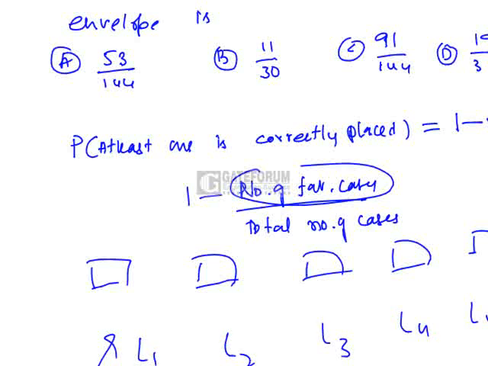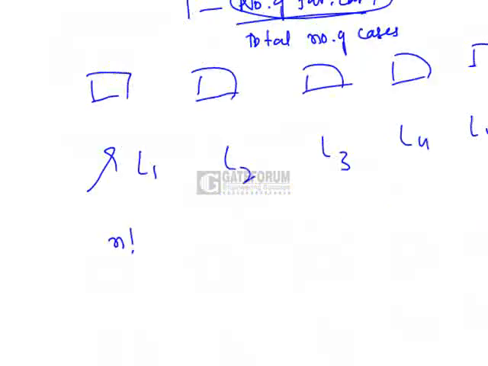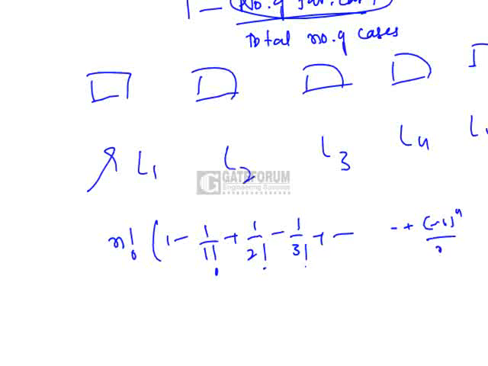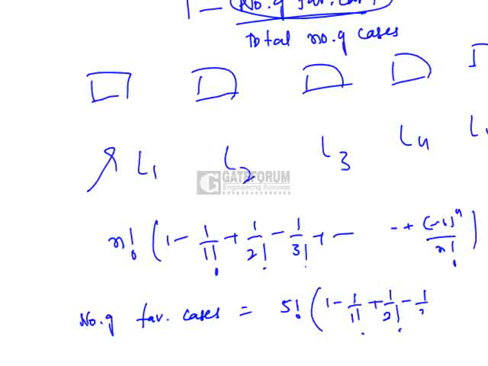So we know the formula for derangements. Derangements of n things can be done in n factorial times 1 minus 1 by 1 factorial plus 1 by 2 factorial minus 1 by 3 factorial and so on up to minus 1 power n by n factorial. Here the value of n is 5 because we have 5 envelopes and 5 letters. So the number of favorable cases is 5 factorial times 1 minus 1 by 1 factorial plus 1 by 2 factorial minus 1 by 3 factorial plus 1 by 4 factorial minus 1 by 5 factorial. If I simplify, this value will be 11 by 30.